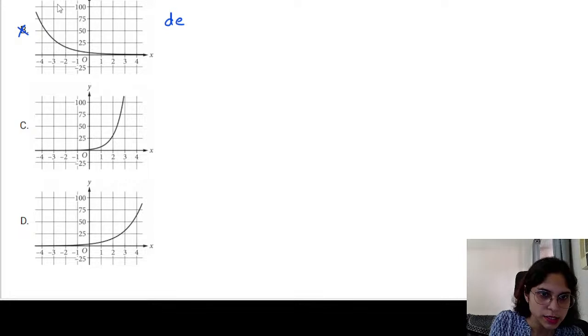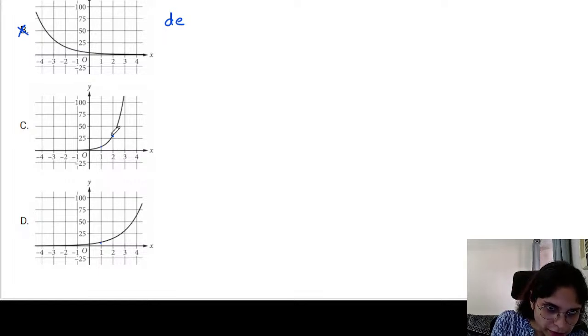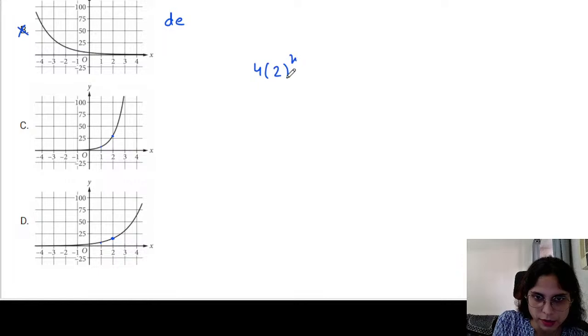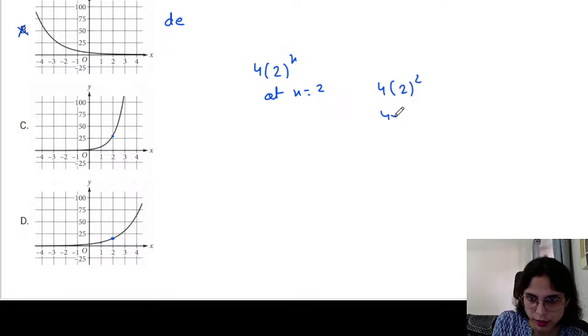Now if you see, at 1 the value is below 25, at 1 the value is below 25, so that is not helpful. At 2 the value is above 25 in one option, and below 25 in the other, and you have 4 times 2 to the power x. So you find it at x is equal to 2. You will get 4 times 2 squared, that is 16. 2 squared is 4, 4 times 4 is 16. So it should be less than 25. So this option is gone, this is your answer.